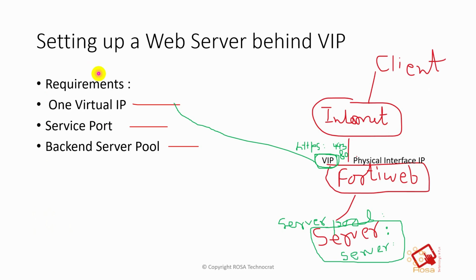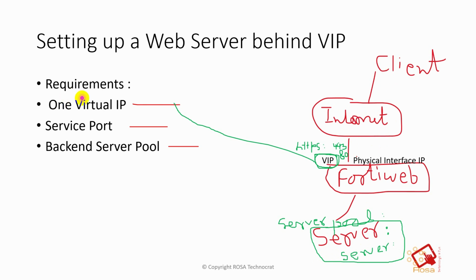Before configuring an application behind FortiWeb, what we need is a virtual IP, a service port, and a backend server pool. So here you can see my client is connected to the internet, which is connected to FortiWeb, and the backend actual server pool we have here.